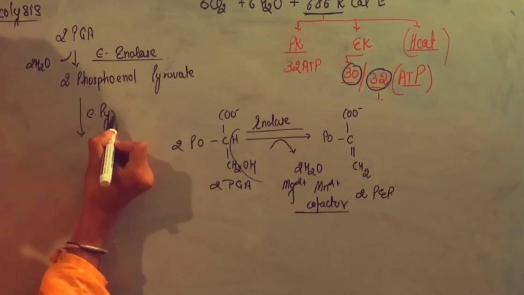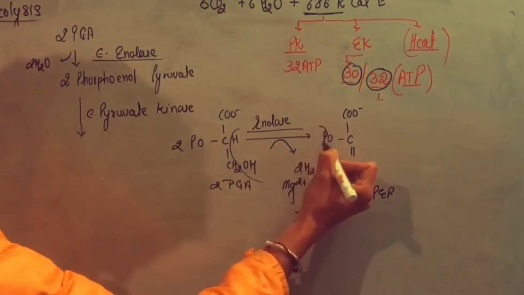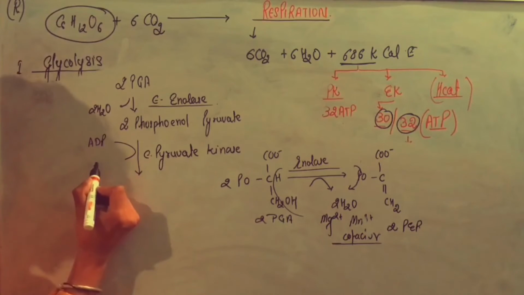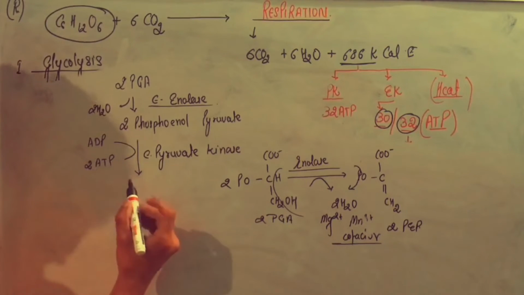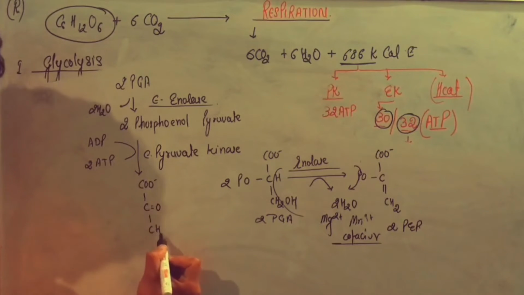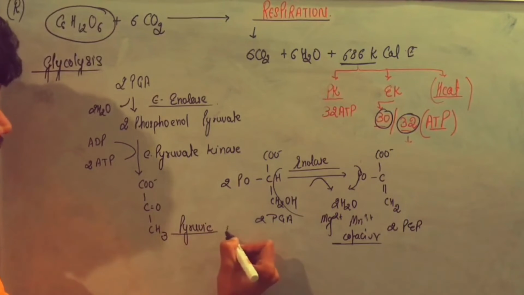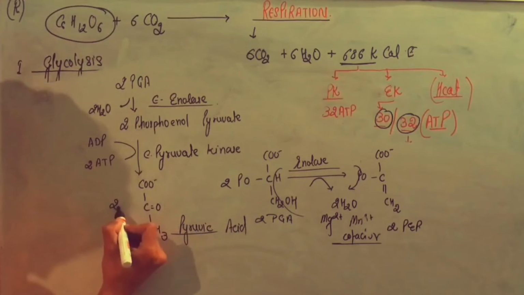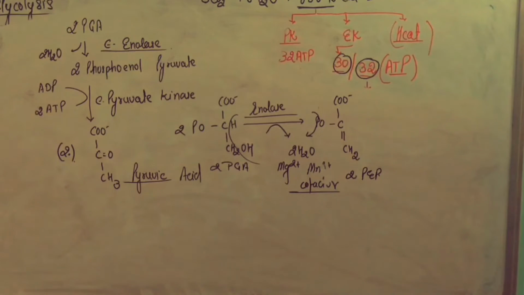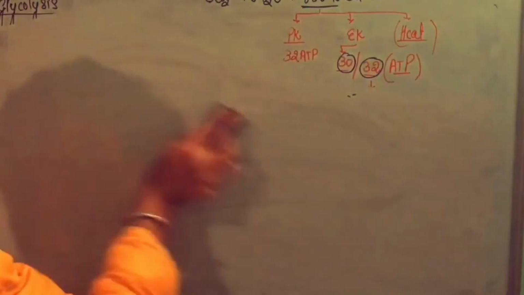This phosphoenol pyruvate, in the presence of enzyme pyruvate kinase, loses a phosphate group, which is accepted by 2 molecules of ADP and converted into 2 molecules of ATP, and forms COO negative, C double bond O, CH3, called pyruvic acid. 3 carbon, 2 molecules are formed. This is the complete glycolysis cycle in which glucose is converted into 2 molecules of pyruvic acid.